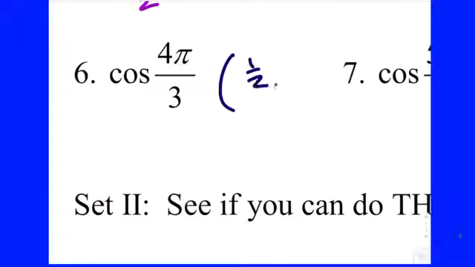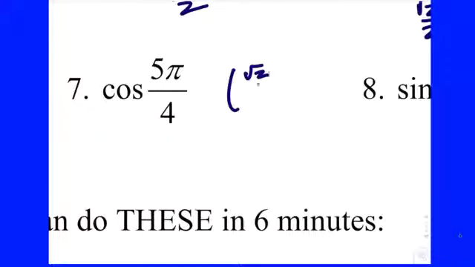All right, 4 pi thirds. Okay, it's here. It's there. 4 is bigger than 3, so it's quadrant 3, so it's negative, negative, cosine is negative a half. Boom, done. All right, pi fourths again. Square root of 2 halves, square root of 2 halves. And after a while, you don't have to write that down. You're just thinking about it. 5 is bigger than 4 just by 1, so it's in quadrant 3. Negative, negative, cosine is the negative.